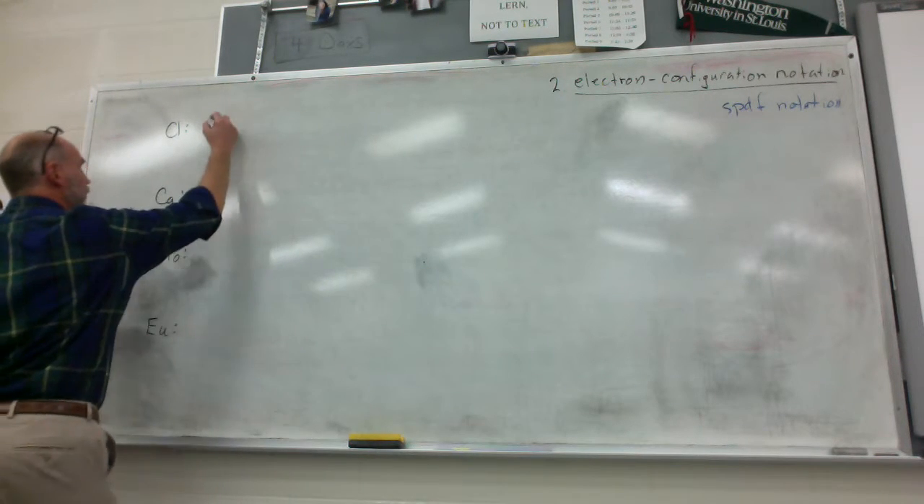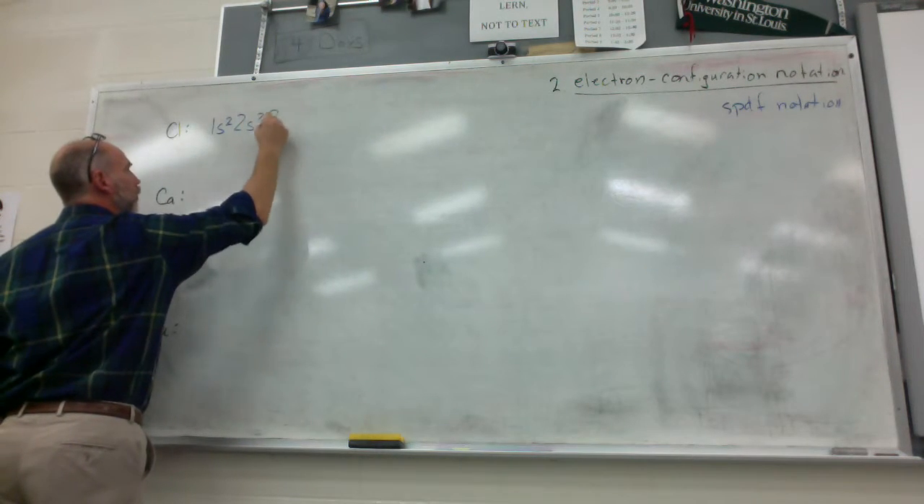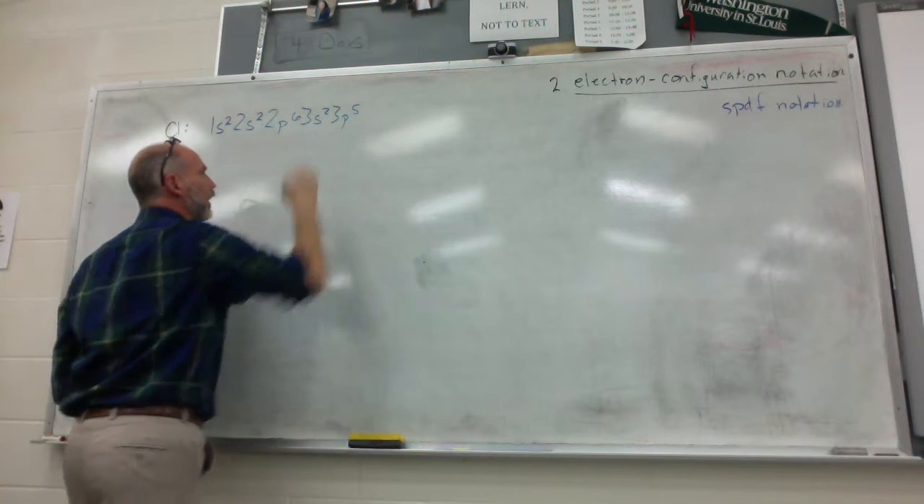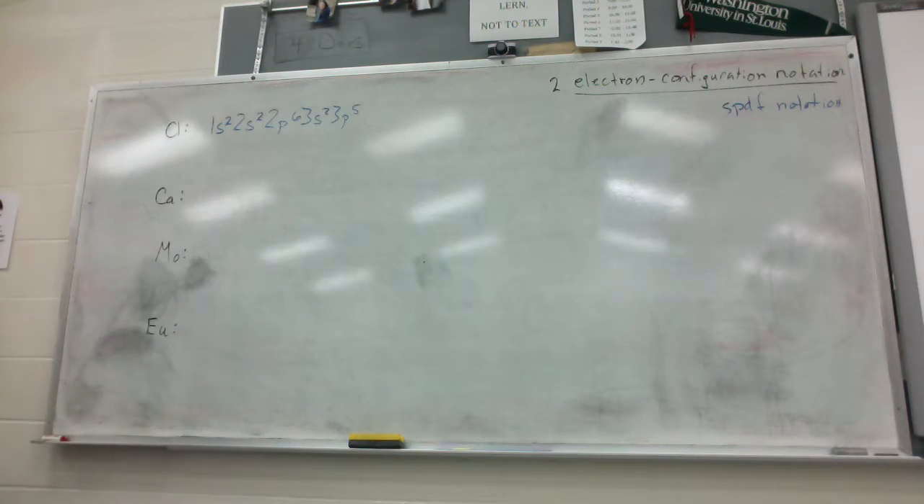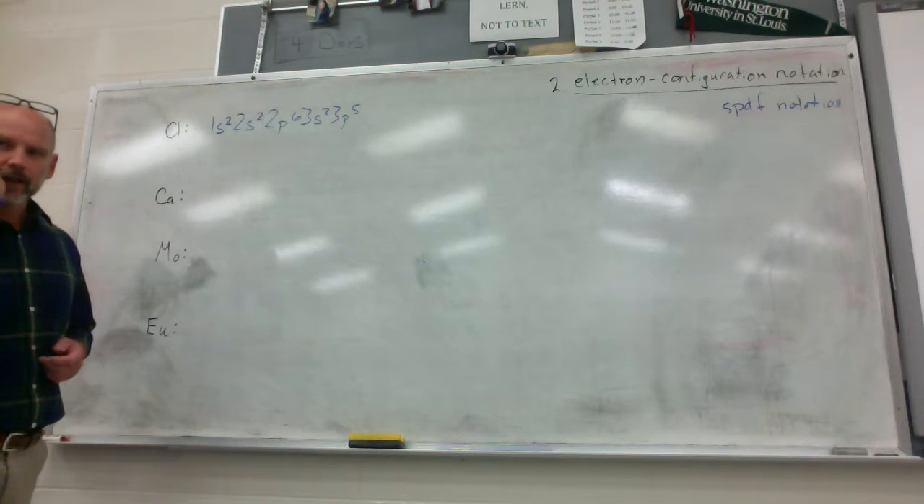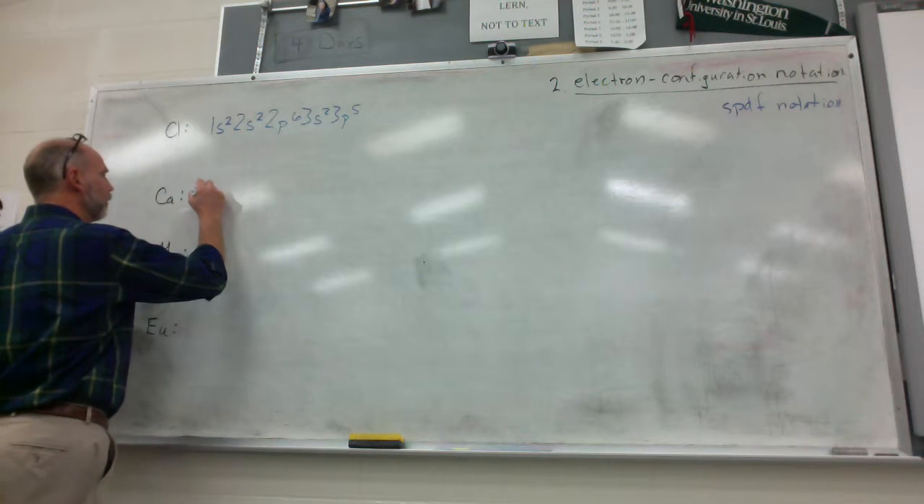Jason, what'd you get for chlorine? 1s2, 2s2, 2p6, 3s2, 3p5. Jacob, how many valence electrons does chlorine have? It has 7. Excellent. Next. Kayla, have I had you answer anything yet today? No. Excellent. Let's go. Calcium.